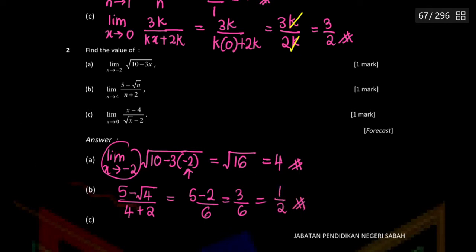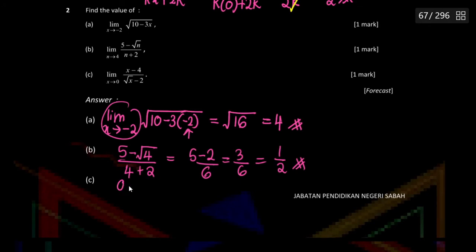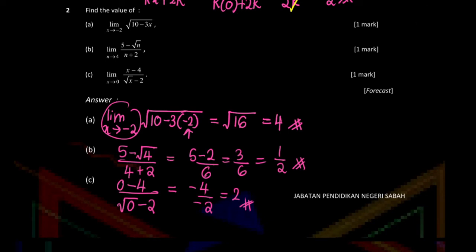And the last one, substitute 0. So straight away teacher substitutes 0. Square root of 0 is 0. So negative 4 over negative 2, we get positive 2. This one all is quite straightforward.